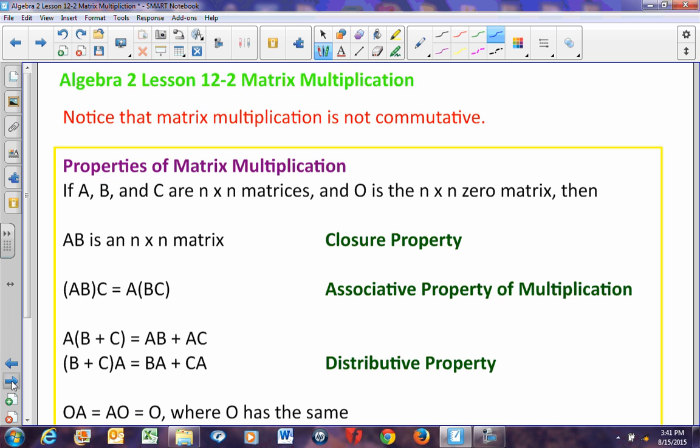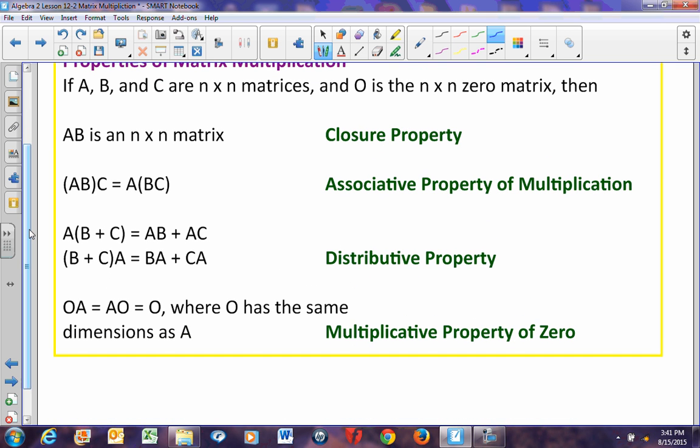All right, now, notice that matrix multiplication is not commutative. Okay? We do have things like if you have matrices A, B, and C, the associative property works, the distributive property works, commutative property does not work. Regular multiplication is commutative. Matrix multiplication is not commutative. A times B is not the same as B times A. Matrix multiplication does apply the distributive property, and it does have the multiplication property of 0. So it has all of those properties, which are important.